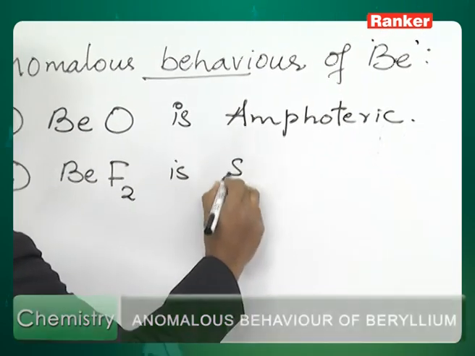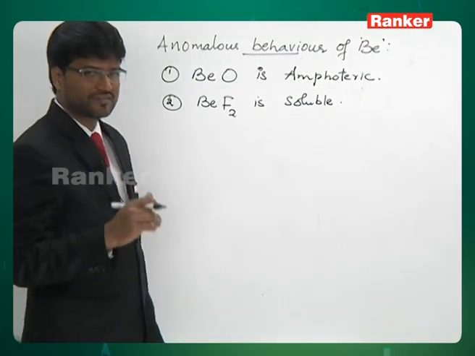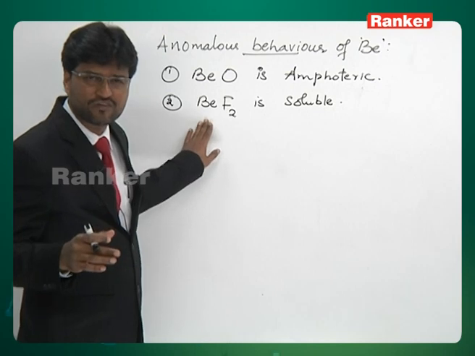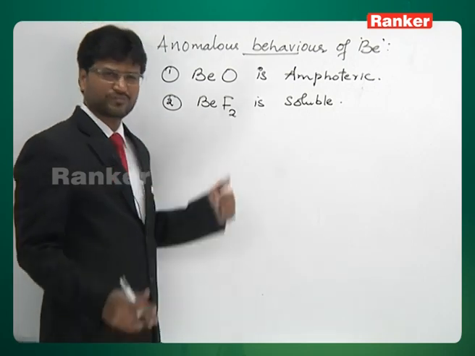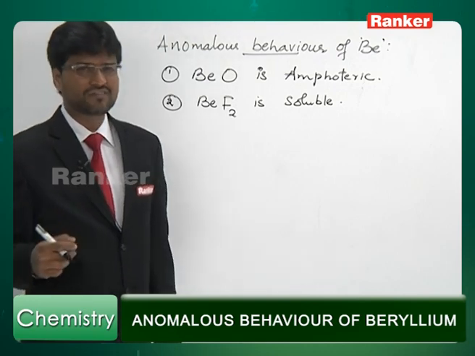Number two is beryllium fluoride is soluble. Beryllium fluoride is soluble. It is because of the high heat of hydration of Be2+ and F-. Both are very small in size. Their heats of hydration are very high due to high charge density.